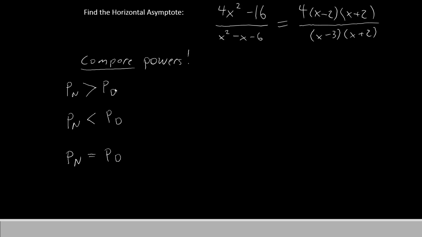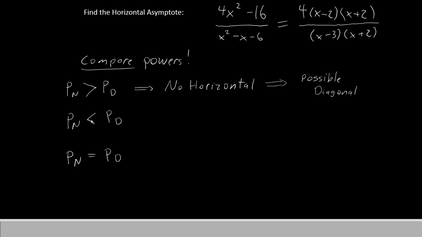Now, if the power in the numerator is greater than the power in the denominator, in that case you will have no horizontal asymptote. It won't exist. It is possible that you could have a diagonal asymptote. Now, we won't worry about that right now. I'll show you how to get that in a later episode. Let's move on to the next possibility.